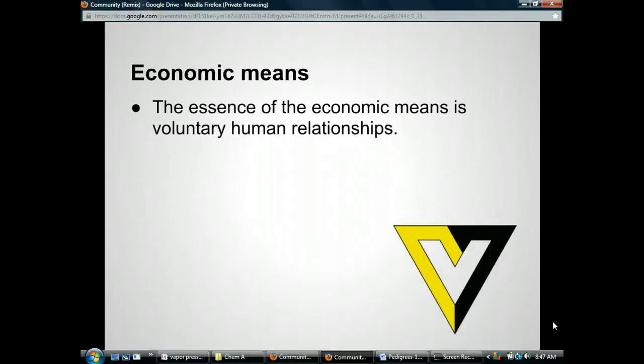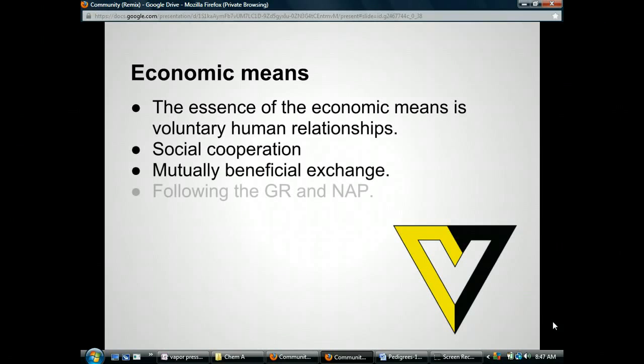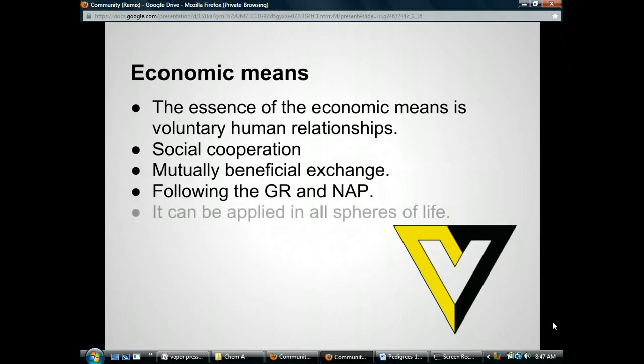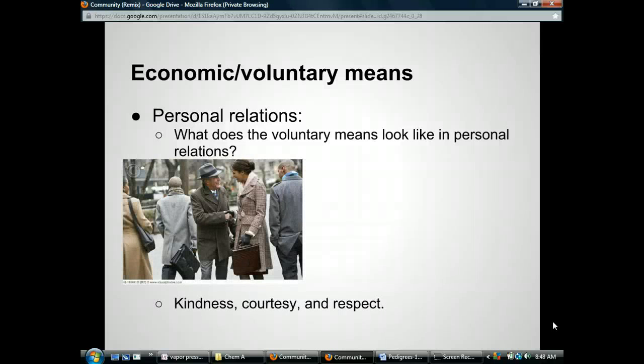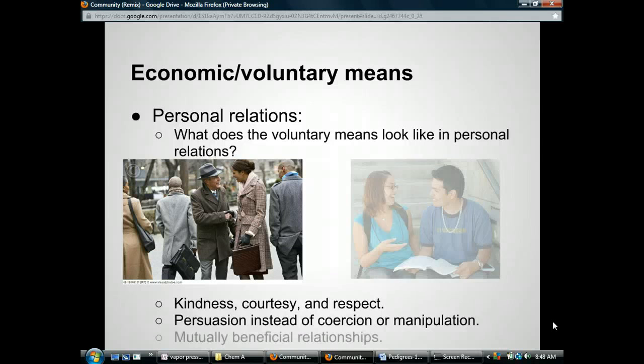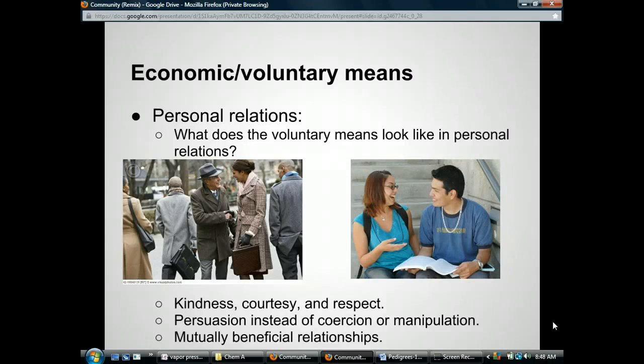So the economic means, the essence of it is voluntary human relationships, social cooperation, mutually beneficial exchange, following the golden rule and the non-aggression principle, and it can be applied in all spheres of life. So let's look at some practical examples. What does it look like in personal relations? Well, it looks like kindness, courtesy, and respect. It looks like persuasion instead of coercion. You want to get somebody to do what you want them to do? Well, there's a legitimate way to do that. Persuade them to do it. Mutually beneficial relationships.